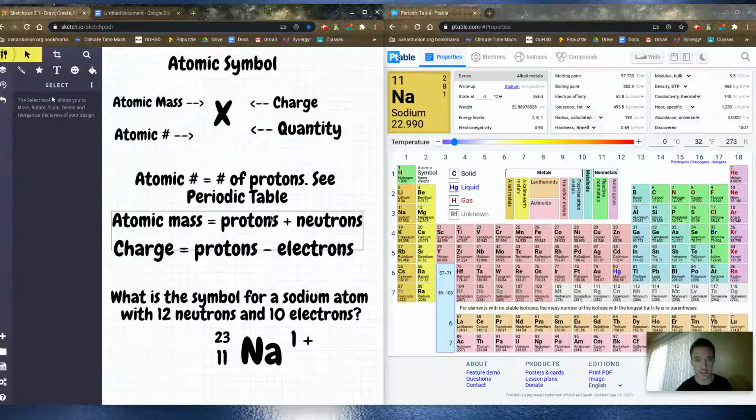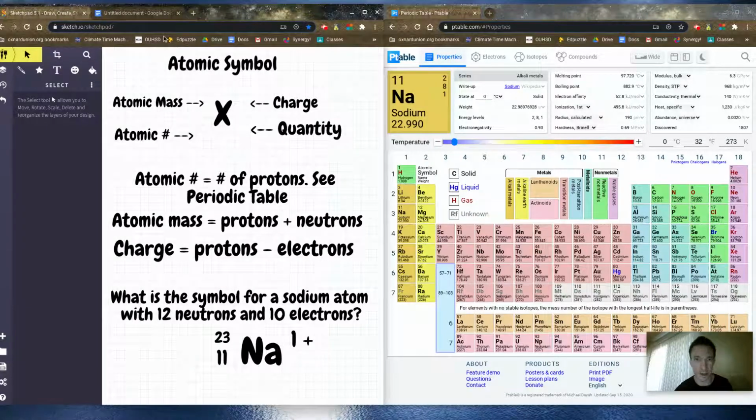How do we find the charge? Protons minus electrons. So the number of protons is 11. We subtract the electrons, which is 10. It tells us that in the question. And our charge is 1 plus. It's important to put the plus or minus. Okay? So 11 minus 10 is 1 plus. If it was a negative number, you'd have a minus there, but it's a positive number. 11 minus 10 is 1 plus.